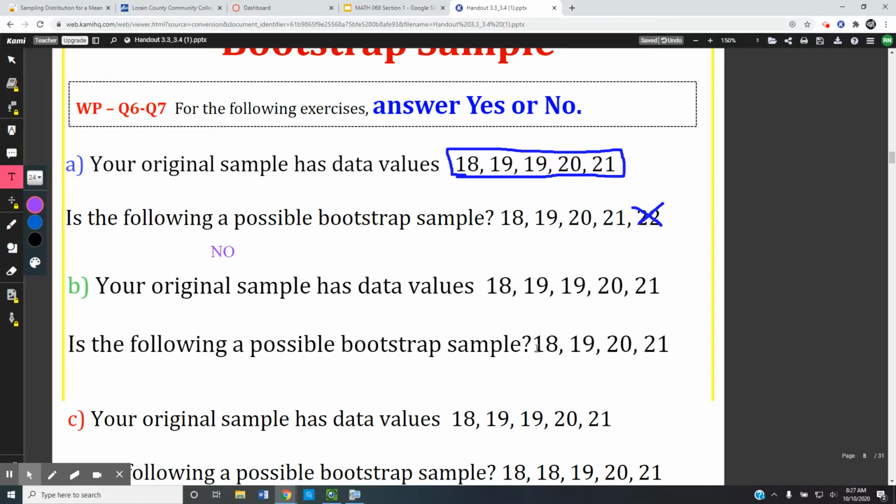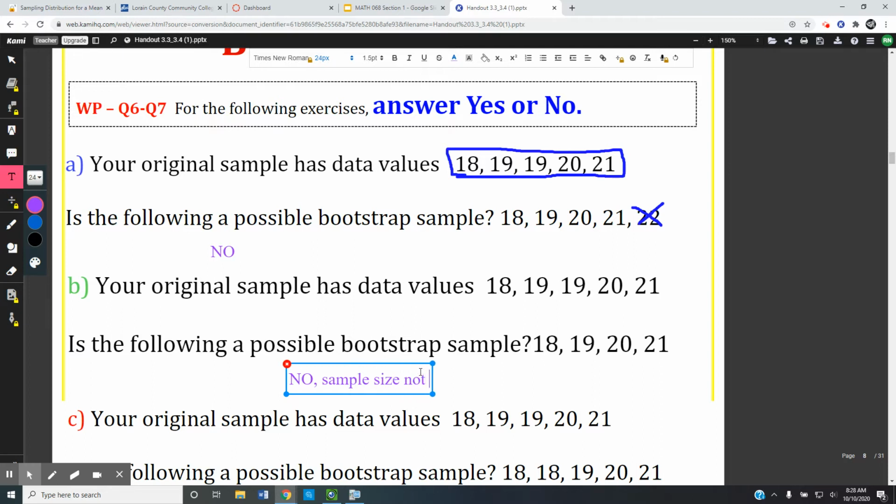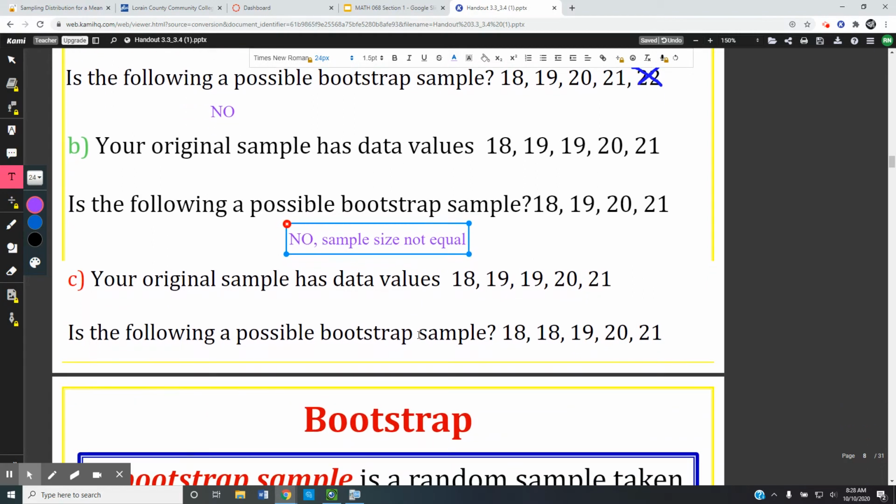Is the following possible bootstrap? I have an 18, I have a 19, I have a 20, I have a 21. All the numbers you see are in the original, but the answer is still no. Why not? Because the sample size is not the same. There were only 4 in the sample taken, and there were 5 in the original. The bootstrap sample has to be of the same size and drawn from the same numbers.